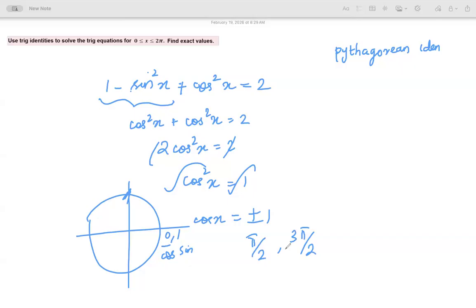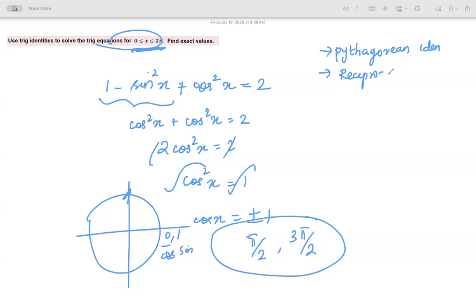Any questions, guys? Any questions? So this is how you solve the trig equations given a restriction. Within this restricted values, you need to find out the possible values of x. But we have discussed just Pythagorean identity and reciprocal Pythagorean identities. Okay, there are more identities. What are the other identities that we have?